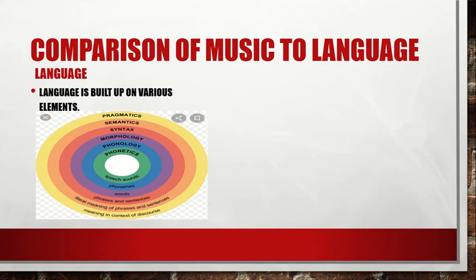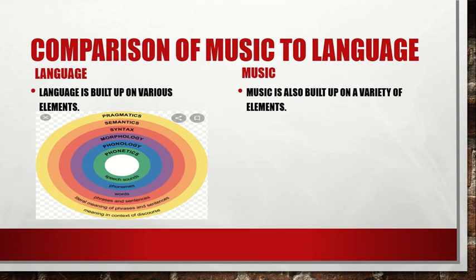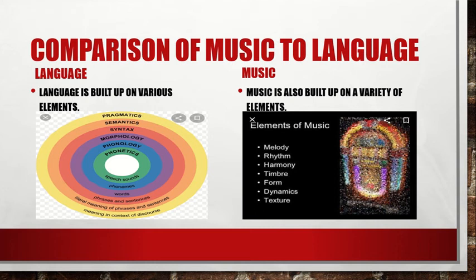Semantics, we'll be looking at literal meaning of phrases and sentences. And then finally, pragmatics, we have now meaning in context of a discourse. Now, what of music? We see that language is split up in various elements. Music is also in the same category or in the same structure. It is built up on a variety of elements. We have melody, rhythm, harmony, form, dynamics, and texture.